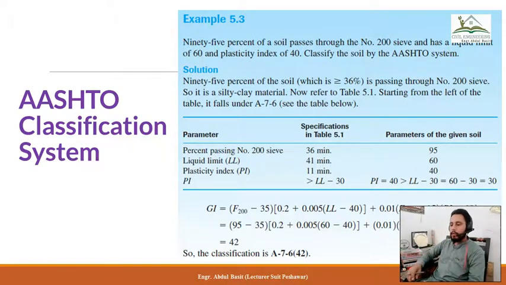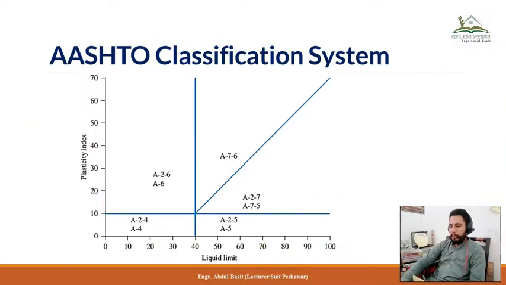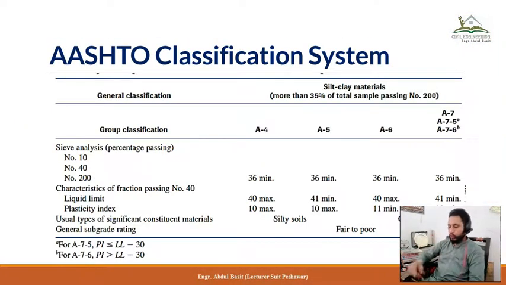Now coming to the solution, we will look in table number 2 first of all. Here it is, table number 2. The first condition is satisfied, that this is 95% passing through sieve number 200. There is no condition for number 10 and number 40 sieve, so no need to use these conditions. Straight away moving to liquid limit and plasticity index. In the first group A4, it is 40% maximum, and the liquid limit given is 60, so definitely it is not satisfying this condition. It is not falling under this group.